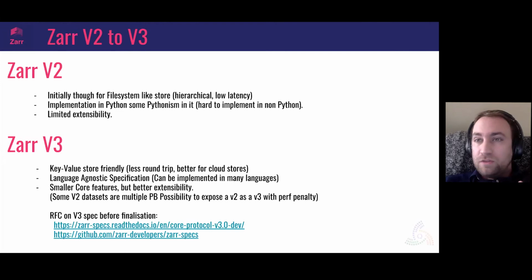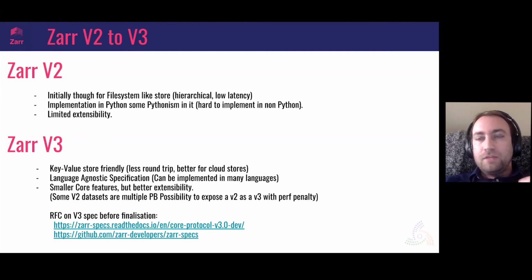The first thing is that we wanted it to be also more friendly for key value store. More and more of the scientific data is stored on cloud storage, which inherently has high latency when you do a network request. And so we wanted something which is better for cloud store. Have, of course, a language agnostic specification so that you can implement in many languages. And in particular, we will see that it has been implemented in C, C++.